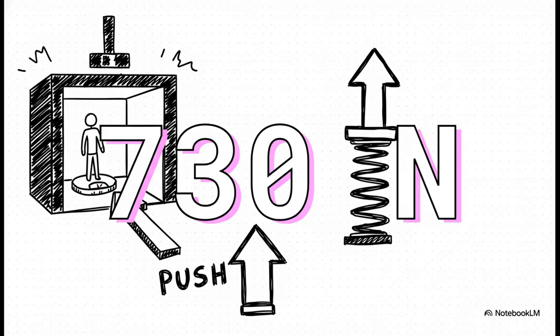Why? Well, here's the secret. A scale doesn't actually measure gravity. It measures how hard the floor is pushing up on you. That's the normal force. And to make you accelerate upwards, the floor has to push on you harder than gravity is pulling you down. That extra push is what you feel as being heavier.